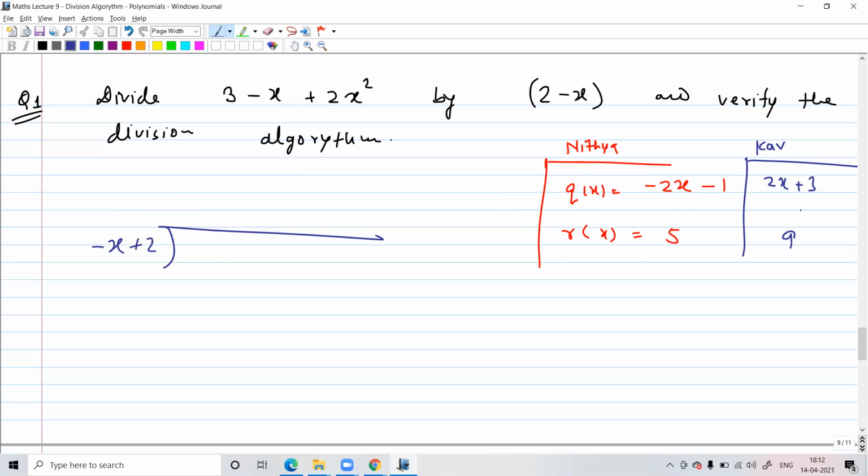Okay. Ritesh, you had also completed. Which one did you get? Nitya's answer or Kavya's answer? No, sir. Minus 2x minus 3, sir, Q(x). Okay, so everyone is getting different answers. Minus 2x minus 3. Okay, so Ritesh and Charan, both of you are getting the same answer. Minus 2x minus 3. Remainder 9, sir. Okay, fine.